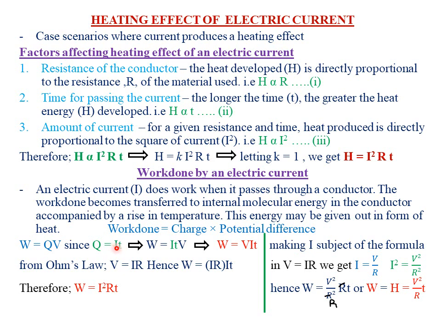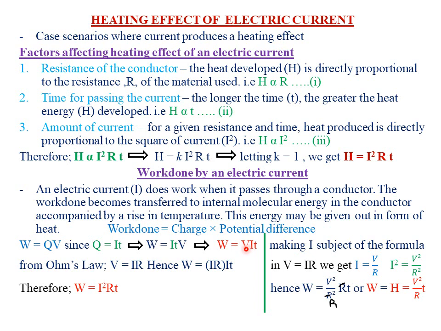Therefore, if I substitute IT for Q in this equation, work done W is equal to, where I have Q, I substitute IT, so this will be ITV. So Q will be equal to ITV. Then I can rewrite this as work done is equal to VIT. So this is another formula that we use to find the work done by an electric current for the charge to move, or for an electron to move from one point of a conductor to another.